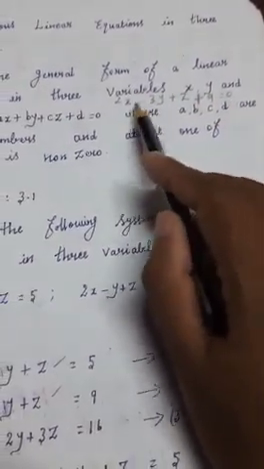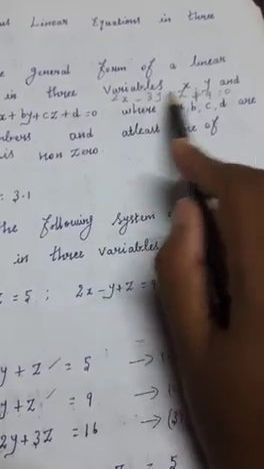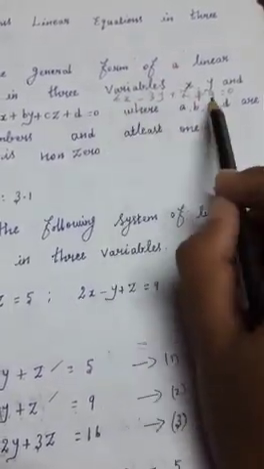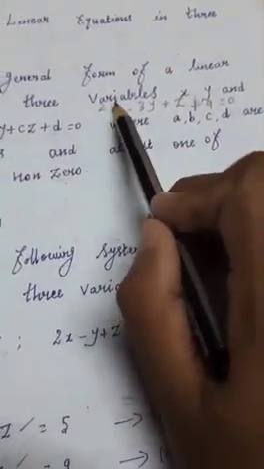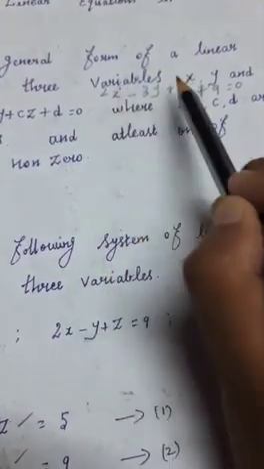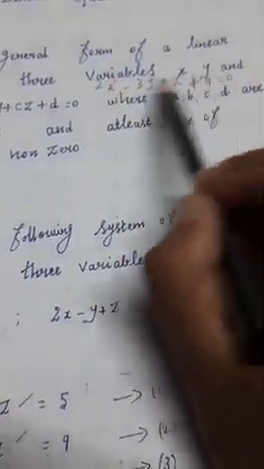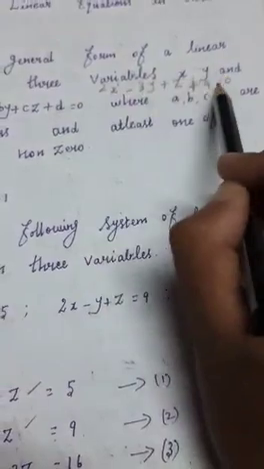First you can check whether this is a linear equation or not. Linear equation means the degree of the given equation is 1. Now see here, for the variable x the power is 1, y also the power is 1, z also the power is 1 only. So the degree of this equation is 1 only. So this is a linear equation.